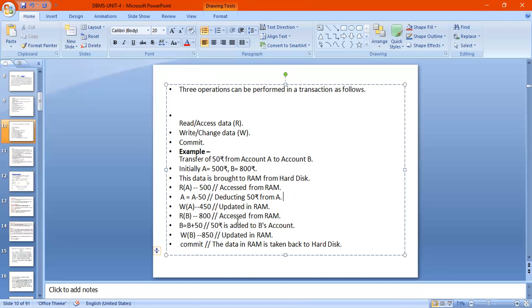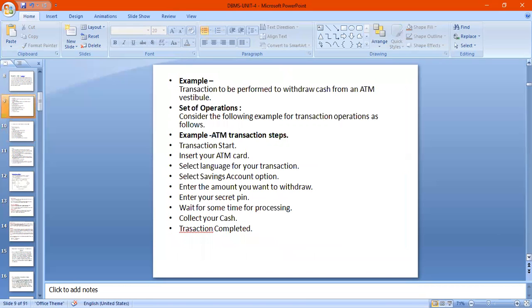Read of B: how much? RAM of B has 800. So B has to be added 50 rupees. So what is the write option here? 850, then commit. So these are the series of steps for the transaction.